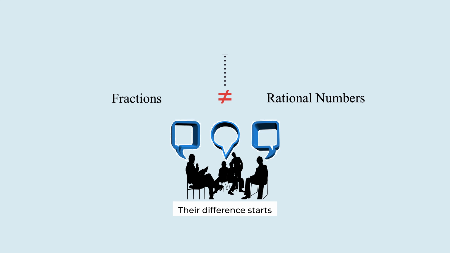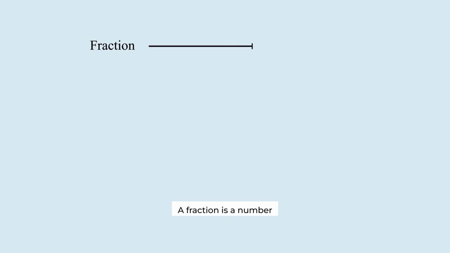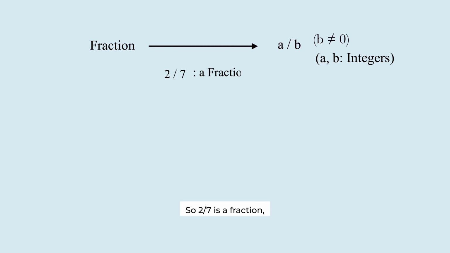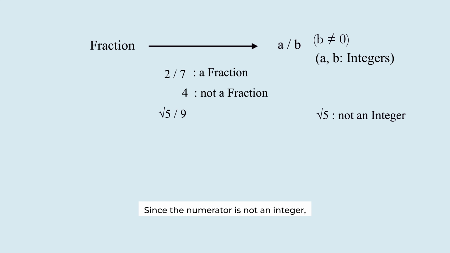Their difference starts right at the definition. A fraction is a number written in the form of a over b, where b isn't 0. Here, both a and b are integers, so 2 over 7 is a fraction, but 4 isn't. What about root 5 over 9? Since the numerator is not an integer, technically it's not a fraction.